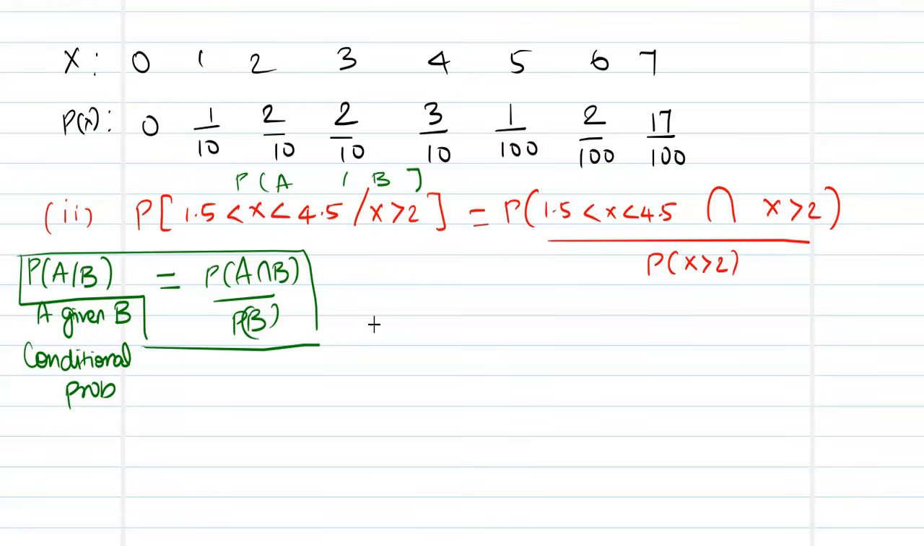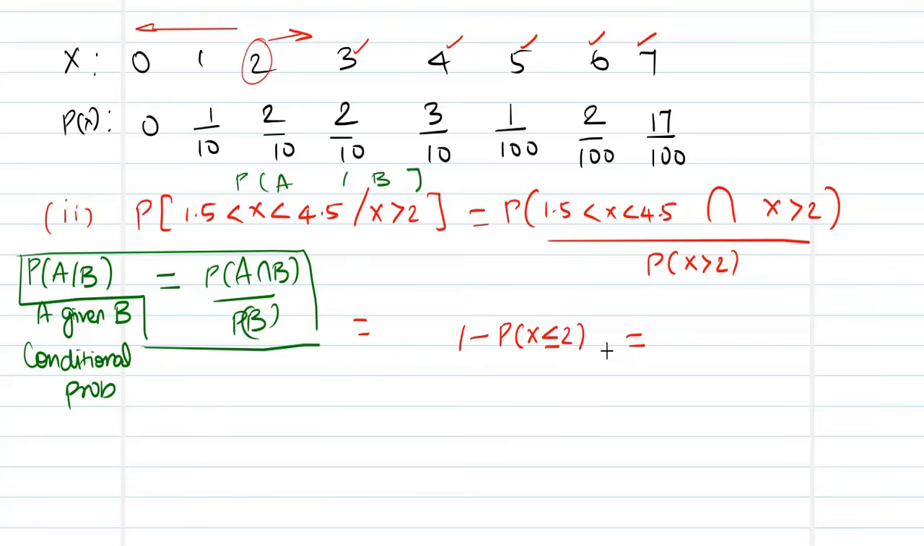Now our denominator seems to be so simple because it's x greater than 2. So from where to where we will have to add? Is 2 included? No, we don't have an equal to. So beyond 2, what are the quantities available? 3, 4, 5, 6, 7. So it is the addition of 2 by 10, 3 by 10, 1 by 100, 2 by 100 and 17 by 100. Or you can go the other way round, like it's the same as 1 minus probability of x less than or equal to 2.